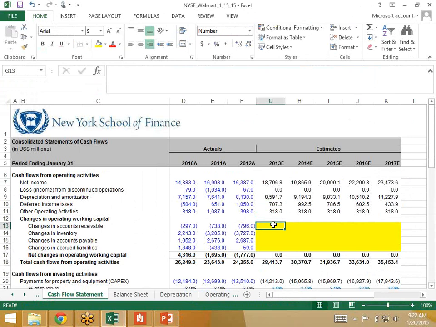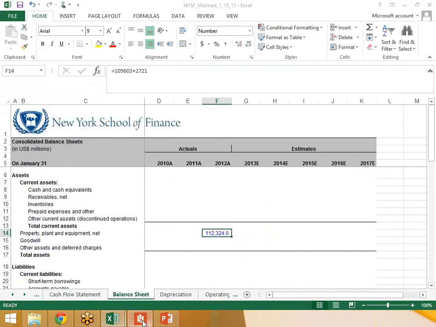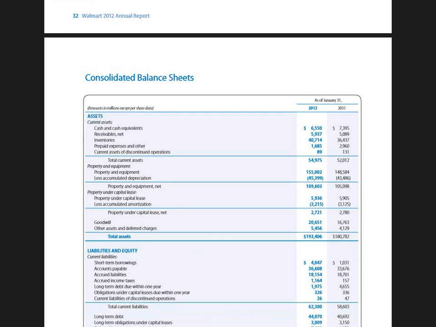Because even though this is a cash flow statement line item, the cash flow statement is going to track the year-to-year changes in working capital. I'll show you how that works. But the core working capital line items are balance sheet line items. So if we look to the balance sheet, let me pull up the Walmart balance sheet, we want to use it to identify what our current working capital line items are.